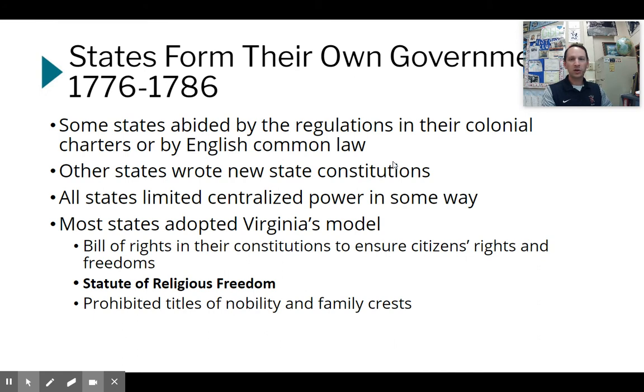We fought the British to get rid of a monarch. We're trying to make sure that the people after the war are as free as possible. What we're going to see here with things like Shays' Rebellion is that a lot of what the state governments are passing are acts that are difficult for the colonists to pay taxes on, and it's going to lead to more issues.